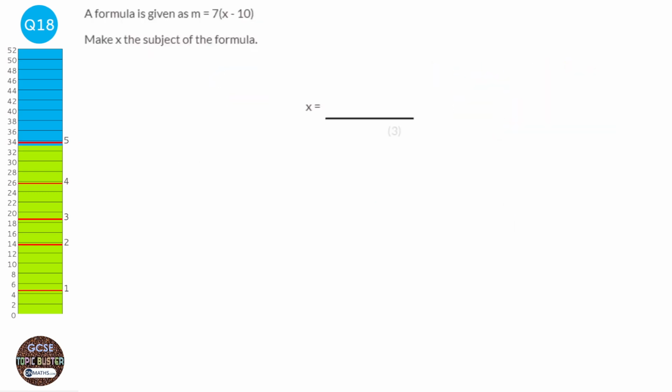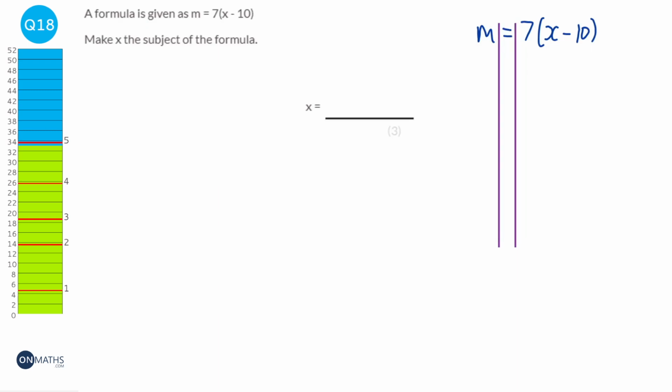So we're going to start just by writing this out. So m equals 7 brackets x minus 10. And we're going to put our solving lines in. I'm going to start by expanding the brackets. And we don't need to. We could divide both sides by 7, but I think this is a bit easier. And we're going to add 70 to both sides.